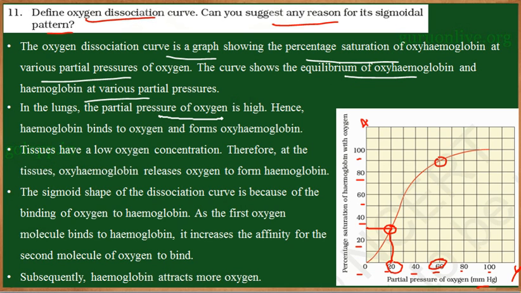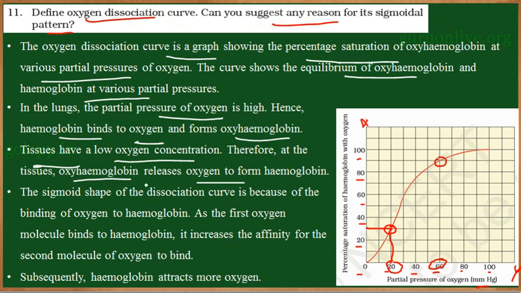In the lungs, the partial pressure of oxygen is high. So always in the lungs, the partial pressure of oxygen will be more, and this causes the oxygen to bind to the hemoglobin. So oxygen binds with hemoglobin and it forms oxyhemoglobin. But this is reversed when it reaches the tissue. So when the oxyhemoglobin reaches the tissue, in the tissue there is a low concentration of oxygen. This low concentration of oxygen causes the oxyhemoglobin to dissociate. Oxygen and hemoglobin separate, releasing the oxygen, and this oxygen will be utilized by the tissue.